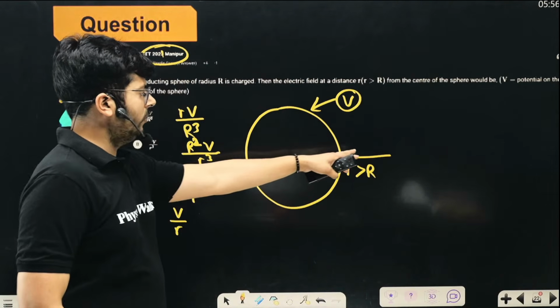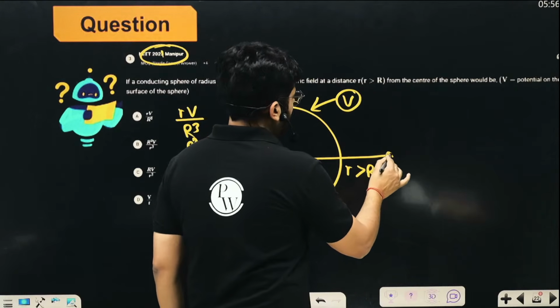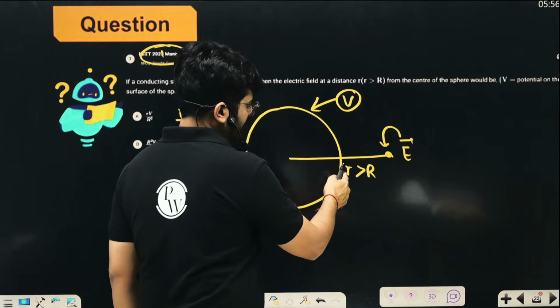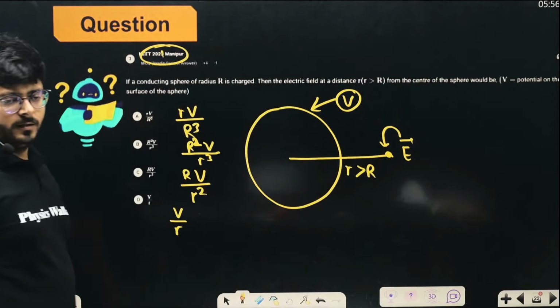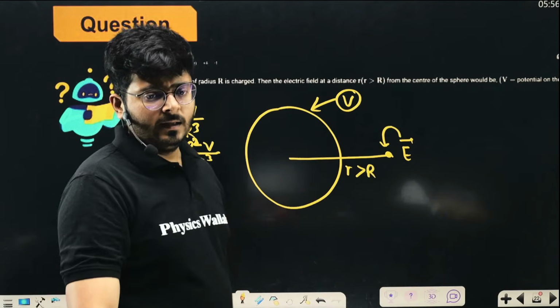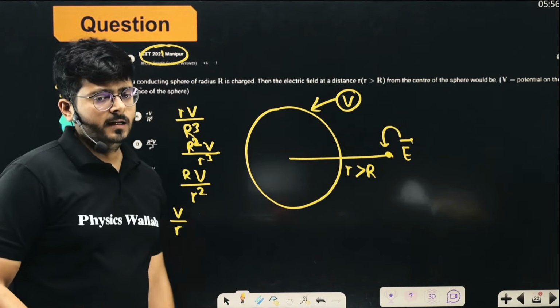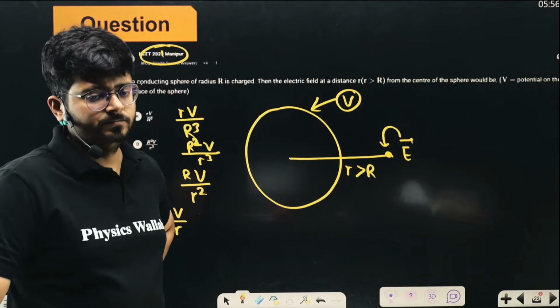We have to talk about what will be the electric field at this point, such that r is more than R. Think about it and tell us what will be the final value.